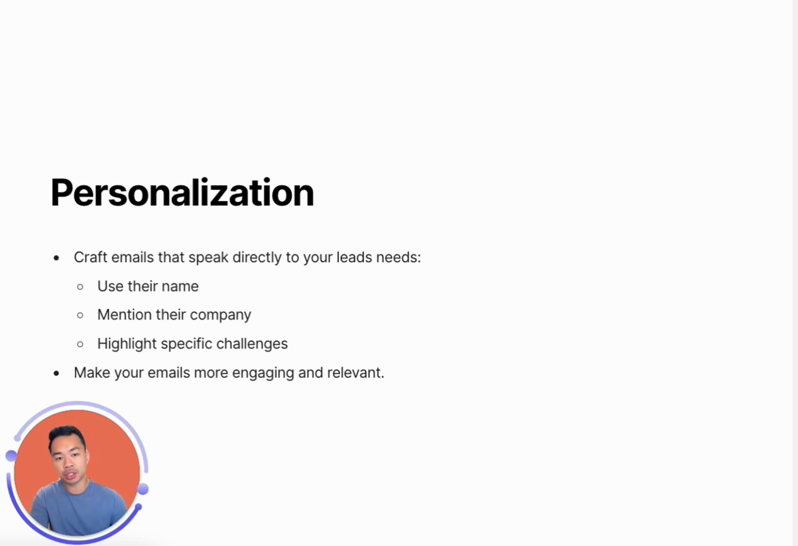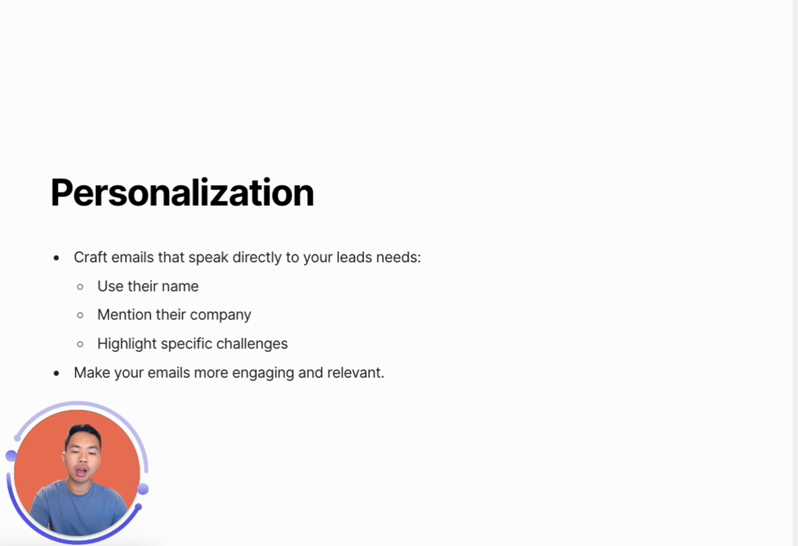Second is value proposition. So what can you offer that will benefit them? This could be a solution to a problem they have, an opportunity to improve their business, or valuable information. Make it clear from the outset why your email is worth their time. Third is a strong subject line. This is the first thing they're going to see, so you have to make a strong first impression, right? And you've got to make it count. A good subject line is short, relevant, and just sparks some type of curiosity. It should give the lead a reason to open your email.